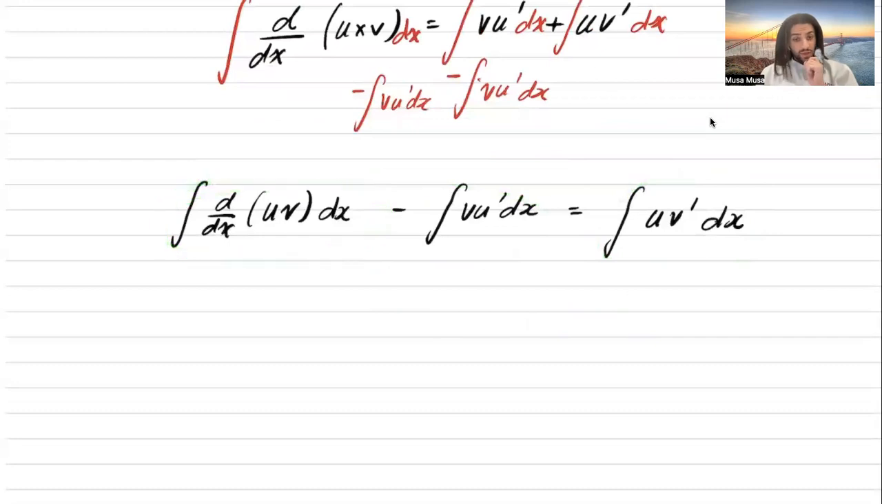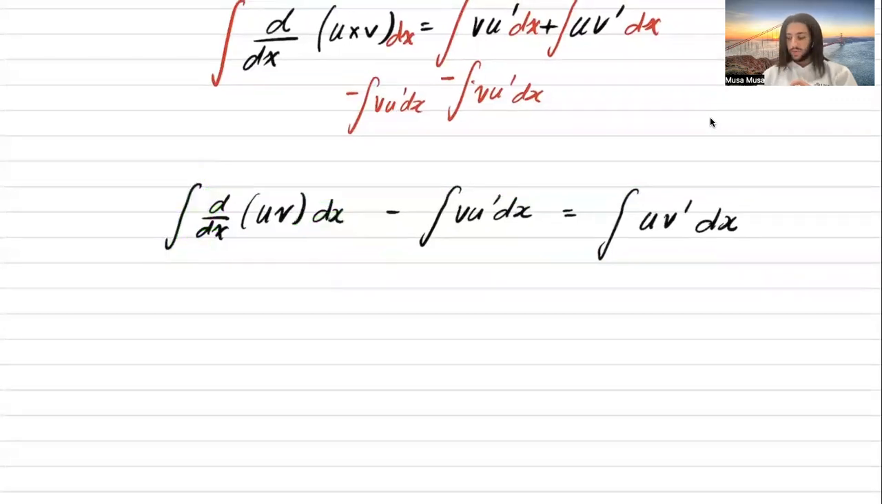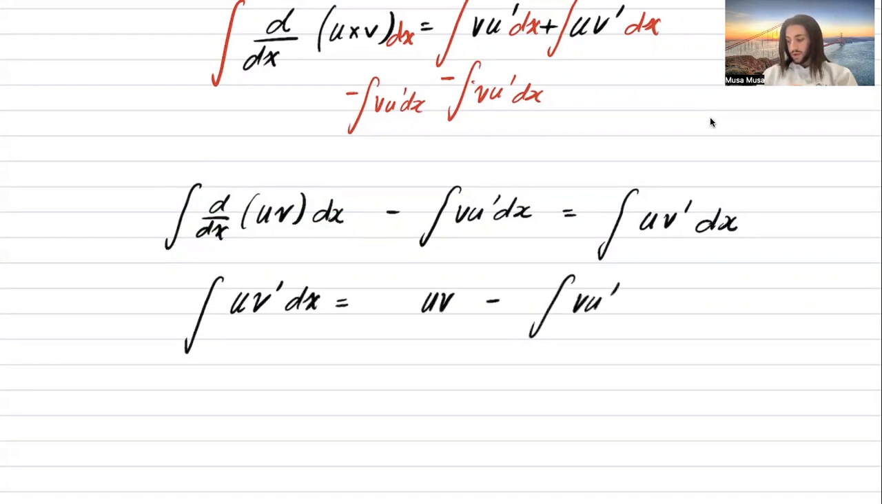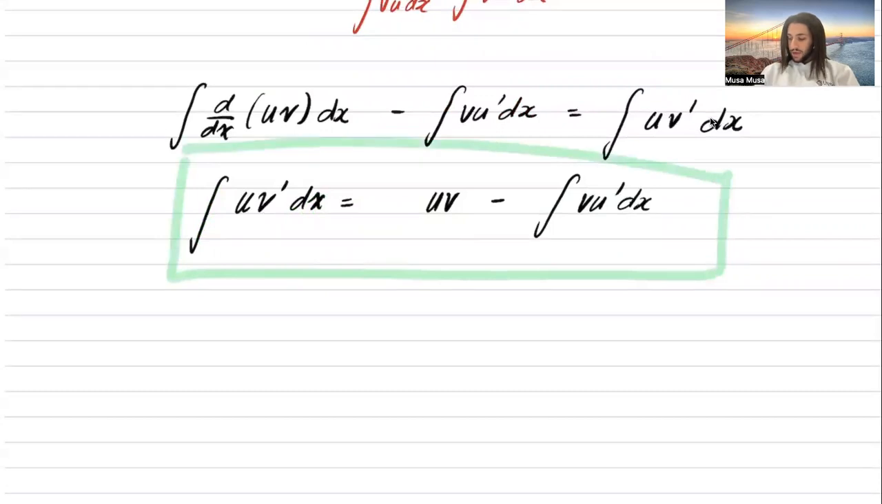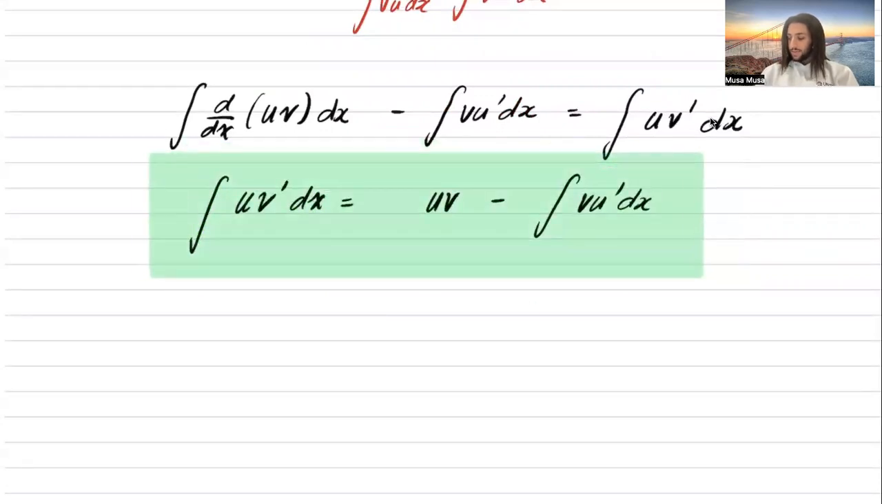So as you can see, derivative of u times v, and then you're integrating with respect to x, these things effectively cancel each other off, and you're just left with u times v. So that means if you have the integral of u v dash dx, it's going to equal uv minus the integral of v u dash with respect to x. Perfect. This thing here is integration by parts.